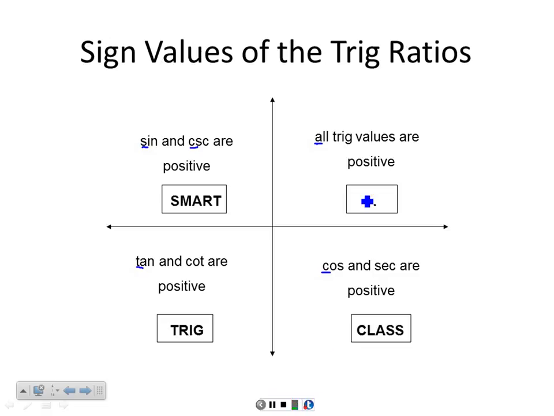So, A SMART trig class: in the first quadrant, A, every trig function is positive. Quadrant 2, sine and cosecant are positive. Quadrant 3, tangent and cotangent are positive. And quadrant 4, cosine and secant are positive.